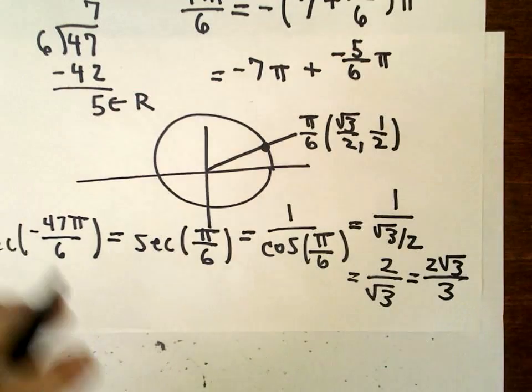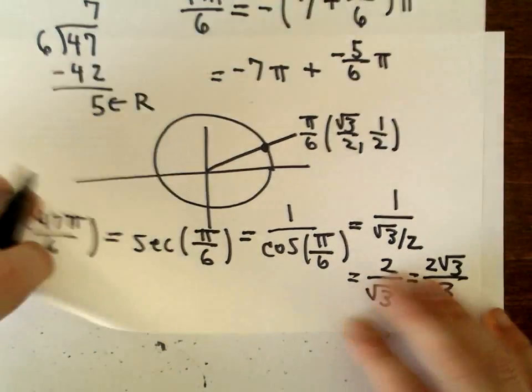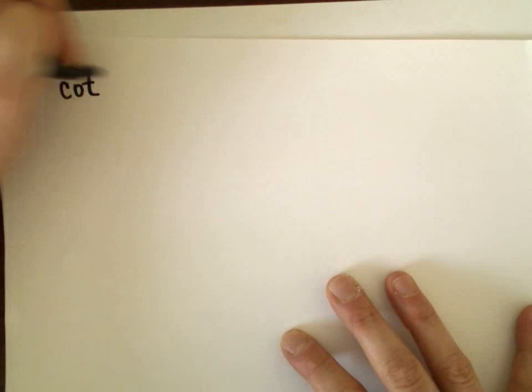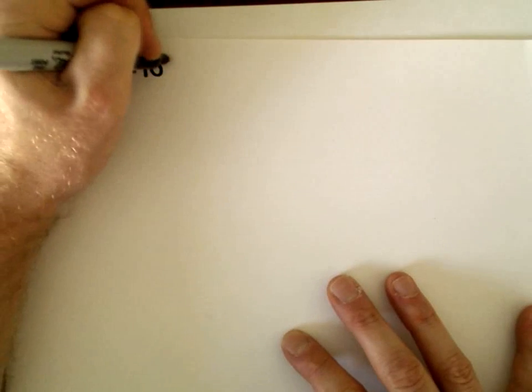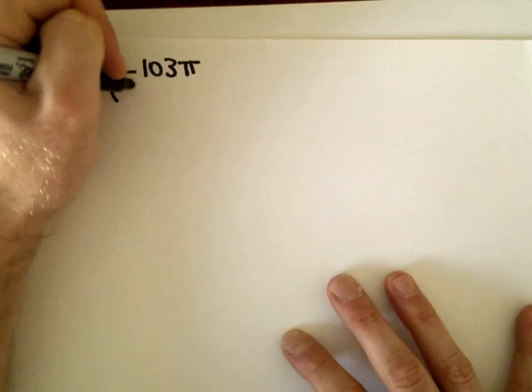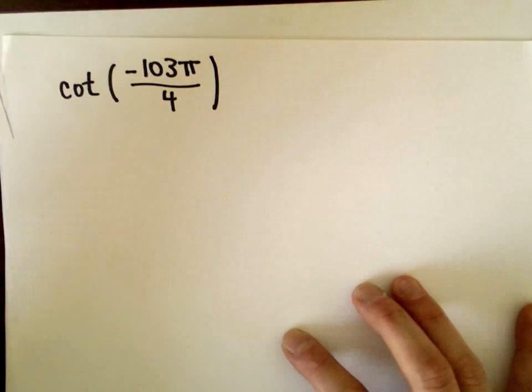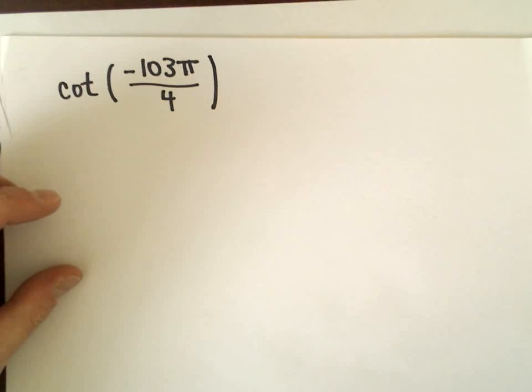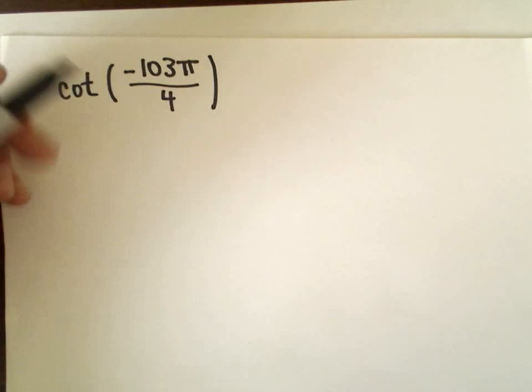So all of my examples are putting me on the top half of the circle, and again, that's just because I made these at random. Maybe the last one won't, let's see what happens. So the grand finale, cotangent of negative 103 pi over 4. So again, this looks maybe a little daunting when you first see it. You're like, that's a big number.